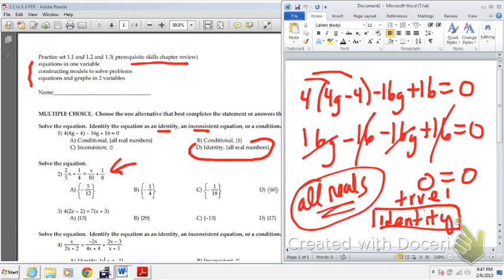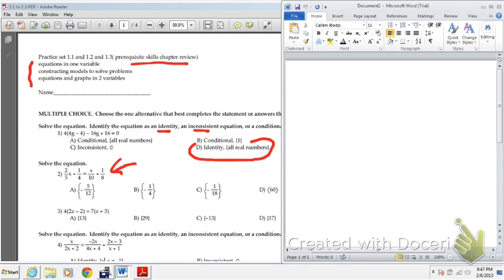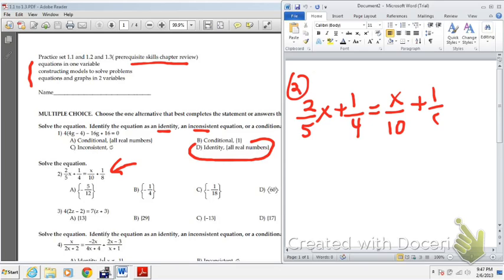Now, for the next one, number 2, notice that there's a lot of fractions in there. So I want to remind you on tactics for getting rid of fractions. So I'm going to hit pause as I erase that whiteboard. Okay, so I'm just rewriting number 2 for you over here. So for number 2, we're going to have 2/5 x plus 1/4 equals x over 10 plus 1/8.